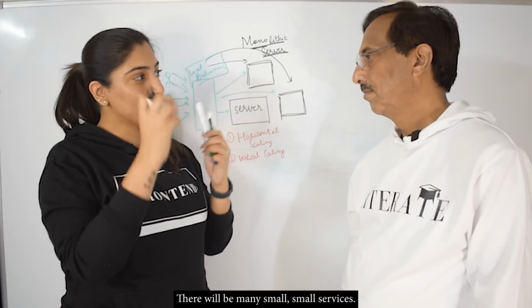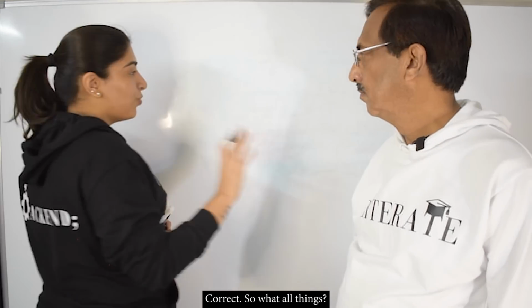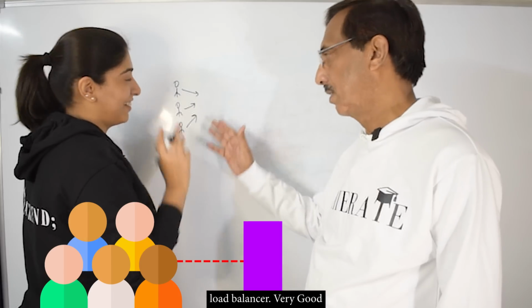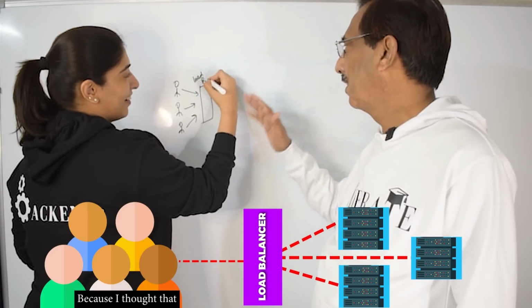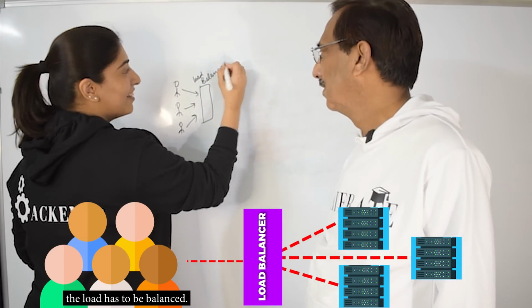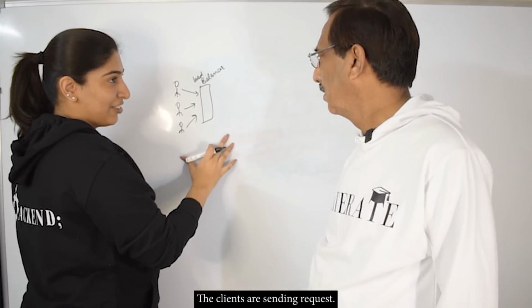There will be many small services. Correct? So what all things did we see till now? Load balancer. Very good. How did you remember load balancer? Because I thought that the load has to be balanced. Very good. So there's a load balancer, there are clients sending requests.